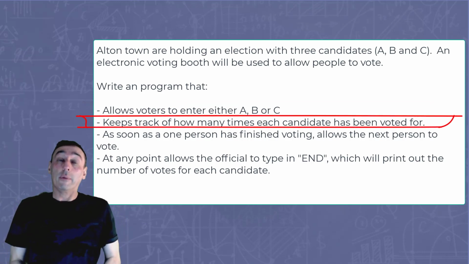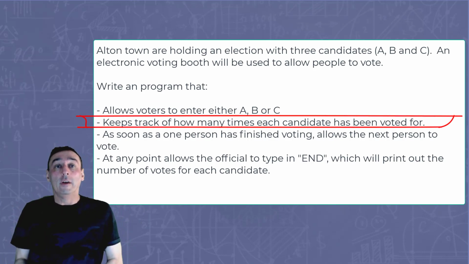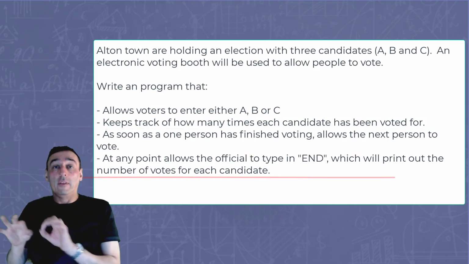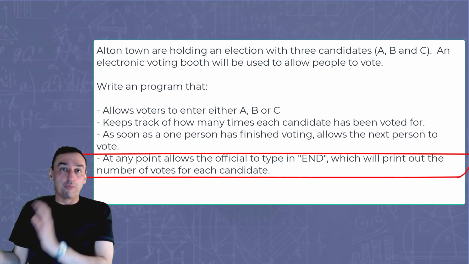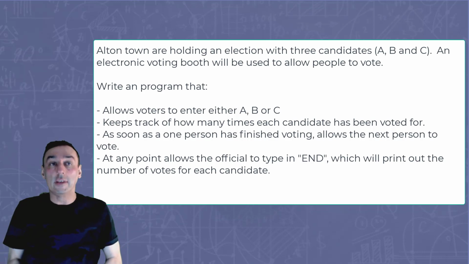The program will keep track of each vote for each candidate, and then it'll keep allowing each person to vote until they type in the end, at which point it will print out the total votes for candidates A, B and C.